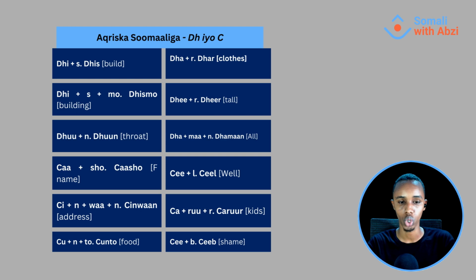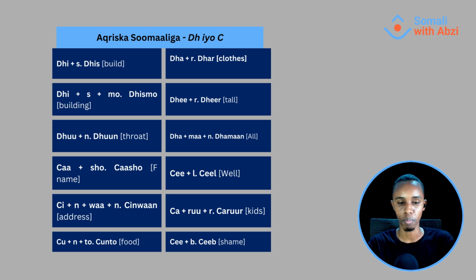A plus sho, asho. E plus la, el. I plus na plus wa plus na, عنوان. A plus ru plus ra, arur. U plus na plus to, unto.